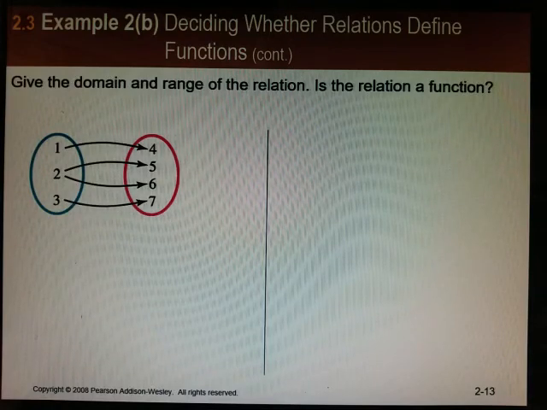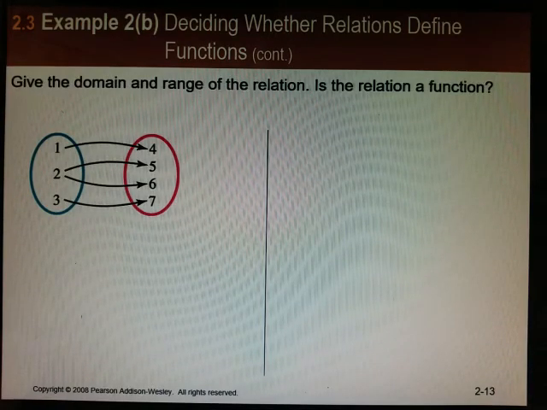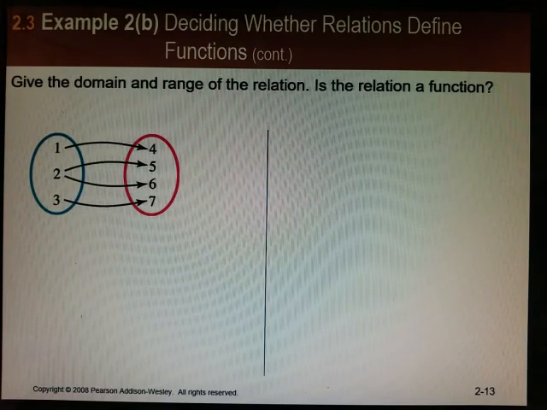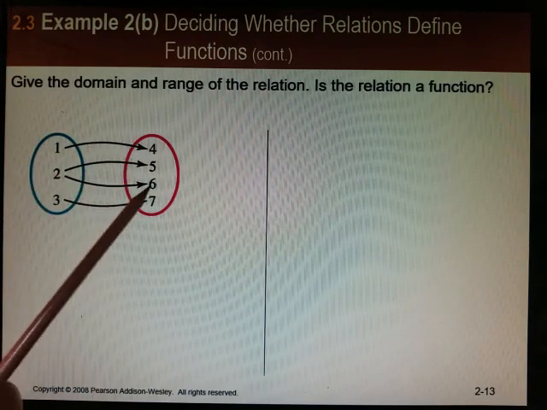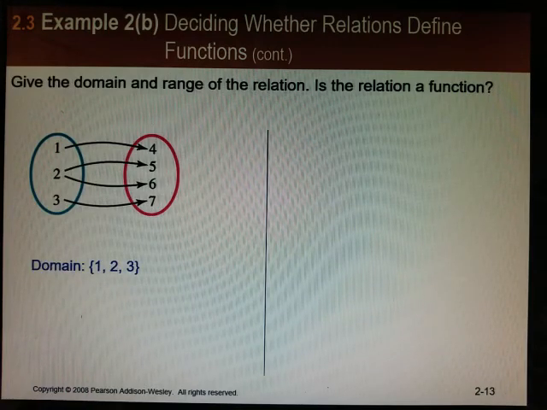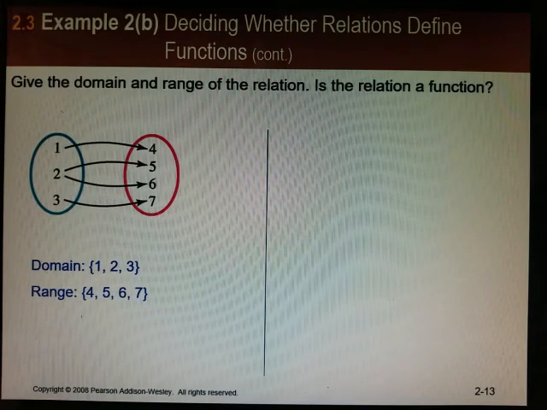All right, domain and range again. What's the domain? I want you thinking, is the domain the blue numbers or the red numbers there? My domain is the blue numbers. That's the x's. This is the point 1, 4, the point 2, 5, 2, 6, 3, 7. So my domain would be 1, 2, and 3. My range would be the red ones, 4, 5, 6, and 7. Notice I did not repeat the 2.